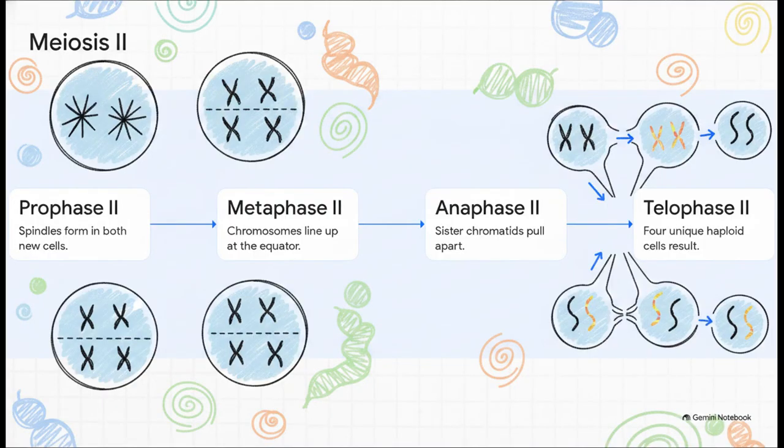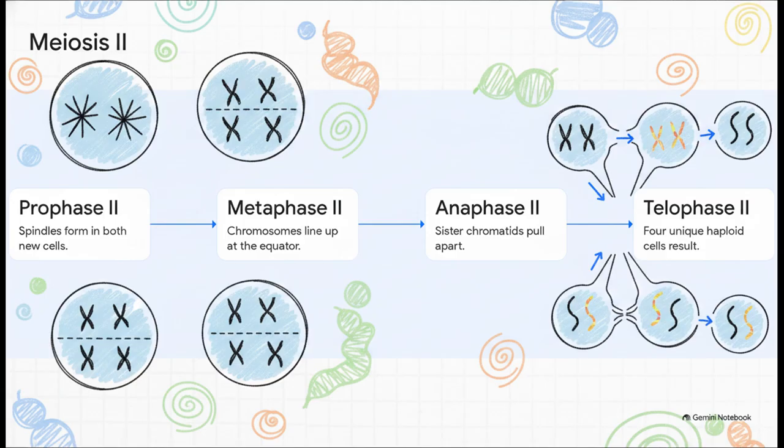But we aren't done yet. Those 2 cells immediately enter meiosis II. And if you already know how basic cell division, mitosis works, this part's going to look very familiar. There's no DNA replication this time around. In prophase II, the spindles just form again in both of the new cells. In metaphase II, the chromosomes line up individually along the equator.